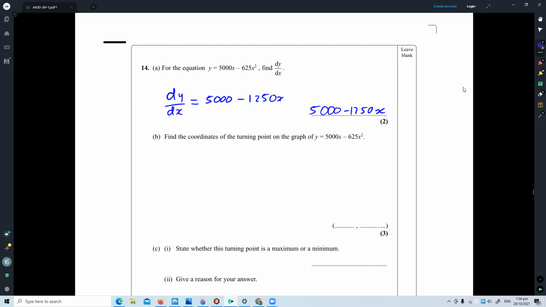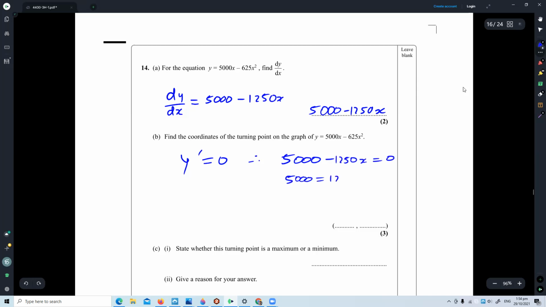Find the coordinates of the turning point on the graph. That happens when dy/dx is equal to 0. Well, actually, no, I need to use the derivative. The other one is the coordinate function; I'm using the derivative function. So 5,000 minus 1,250x is equal to 0. So 5,000 equals 1,250x. Then 5,000 divided by 1,250 is equal to x. So the x coordinate is 4.